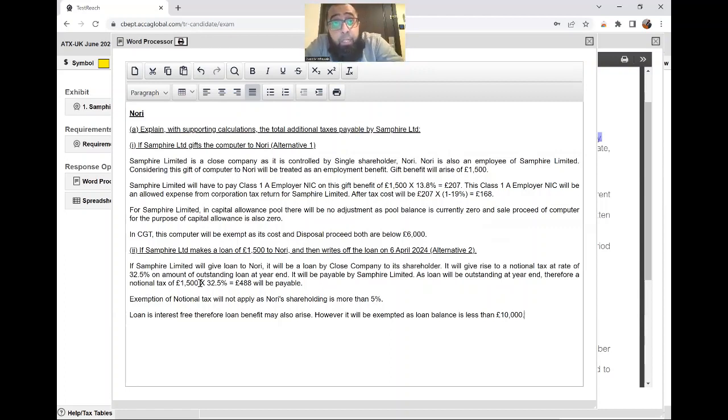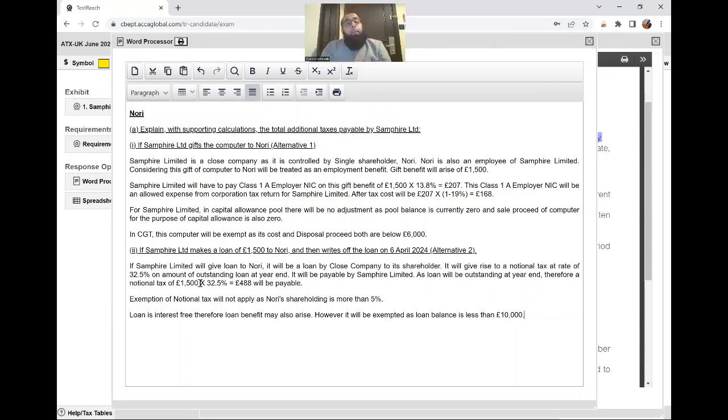See, if you read the question, and then you read the answer, it's very simple. But the important thing is about remembering the rules, using your mind, alertness. In taxation, the important thing is remembering the rules. I will repeat it again. Sapphire Limited is giving a loan to its shareholder, Nuri.